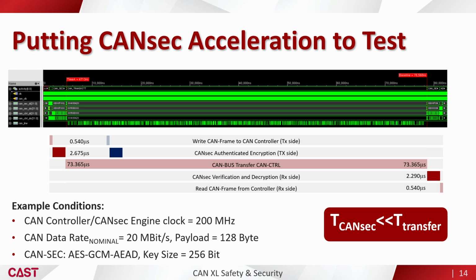Writing the frame to the controller takes about 0.54 microseconds. The CANsec authenticated encryption completes in approximately 2.7 microseconds, and the bus transfer itself takes about 73 microseconds at this data rate. The critical observation is that the CANsec processing time is dramatically shorter than the bus transfer time. This means the encryption and decryption operations can be pipelined with the bus transmission. While one frame is being transmitted on the bus, the next frame's security processing can happen in parallel. At lower transmission speeds or with larger payloads, this ratio becomes even more favorable. Let us see what this means for back-to-back frame throughput.